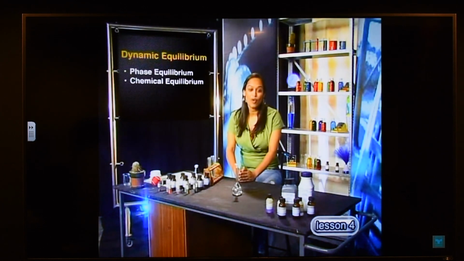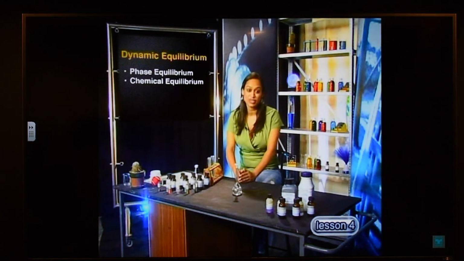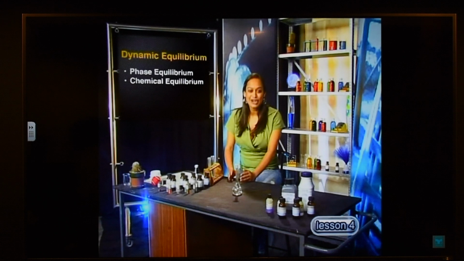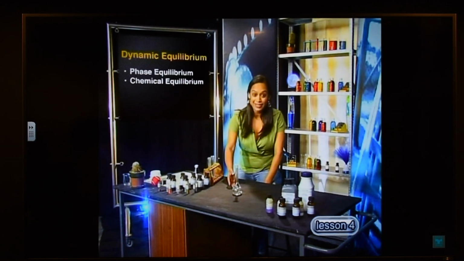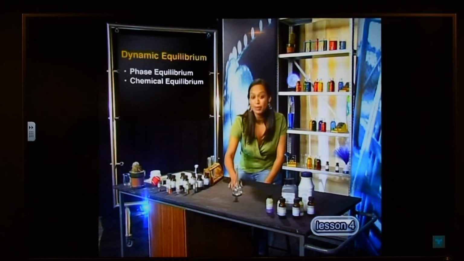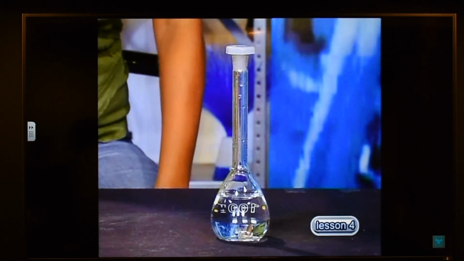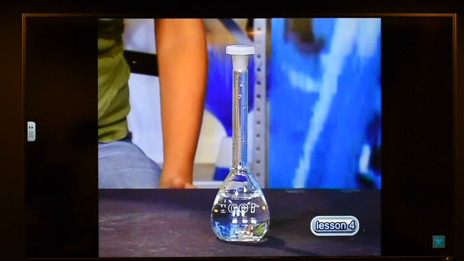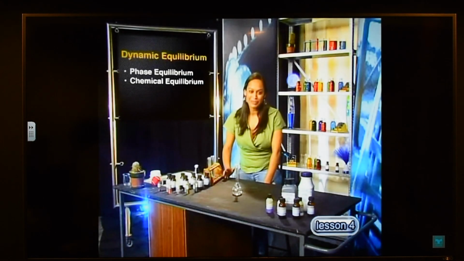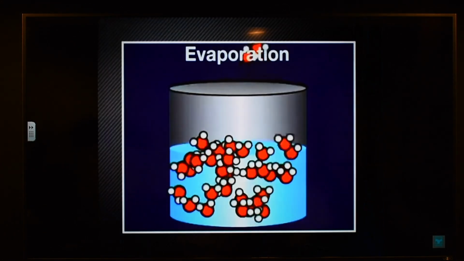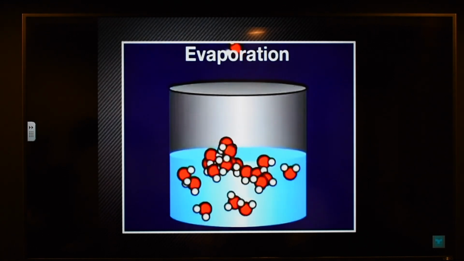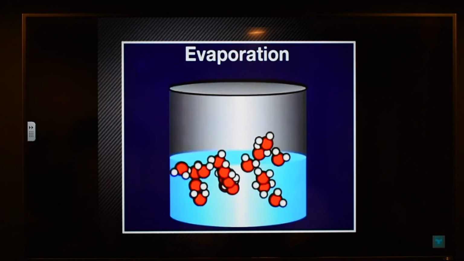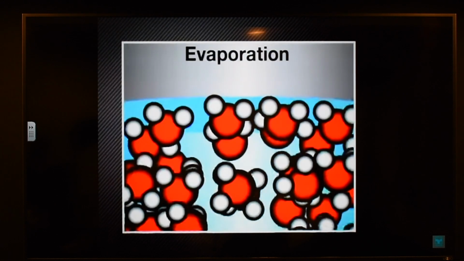To help you form a better picture of phase equilibrium, let's take a closer look at what happens to water that is placed into a container. I really can't see anything happening here from a macroscopic view. But when we look at the water from a microscopic view, it's a completely different picture. Molecules of water are leaving the liquid and moving into the air. This process is called evaporation.